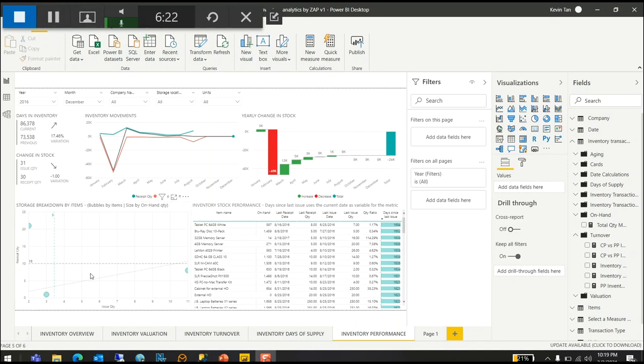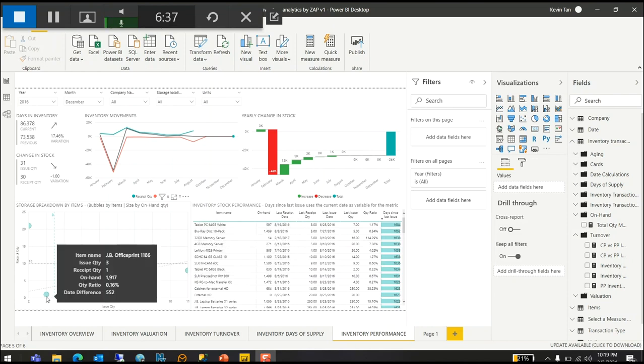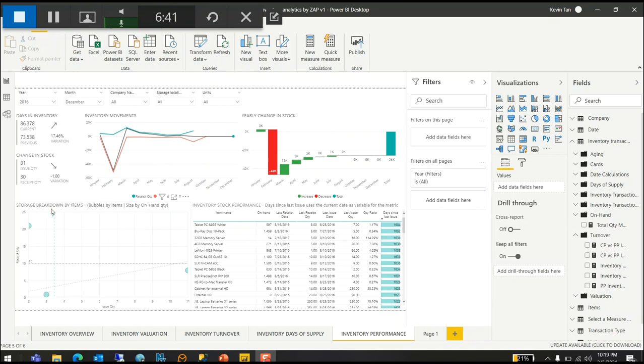Again, because this is issue and receipt quantity, if we look at the bubbles, I only see one product that has a high issue quantity based on the x-axis, and that is the JB Office Print 1420. And most of the other products are not having a high issue quantity at all, but instead it's pretty high on the receipt quantity. So obviously it means that the sales needs to pick up a whole lot more.